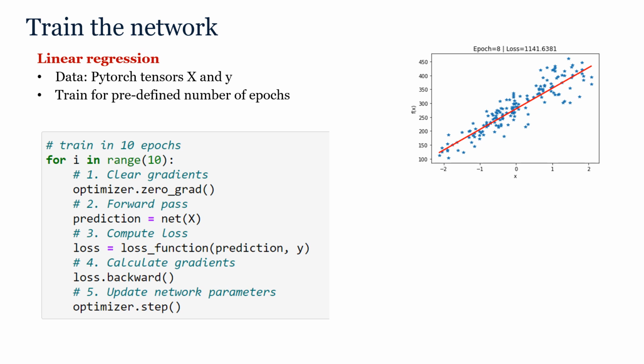Each iteration consists of 5 steps. First, we clear the existing gradients. Next, we predict the output of the network using latest estimated network parameters. Then, we evaluate the loss between predicted network output and true expected target values. Then, we perform backpropagation to calculate the gradients of all network parameters using the function backward. Finally, we update the network parameters.